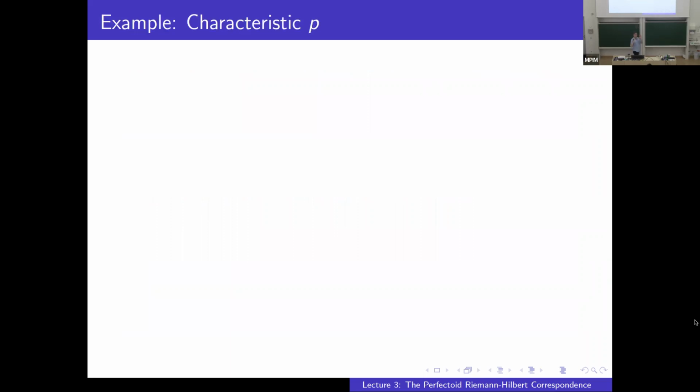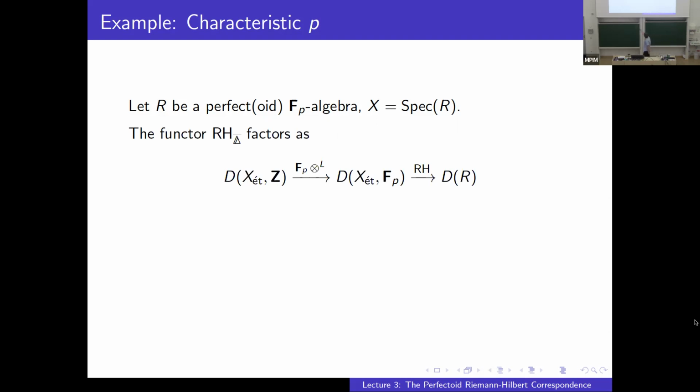Okay, so I want to give you an idea of what this looks like. So let's start with a situation that we already understand. Let R be a perfect F_p-algebra. So then it's also a perfectoid ring. And let X be its spectrum. So what is this functor RH prism bar doing in this case? Well, you take an abelian sheaf on X, you reduce it mod p to make it into a sheaf of F_p vector spaces, and then you just apply the Riemann-Hilbert functor of the preceding lecture. And this is essentially true by construction.